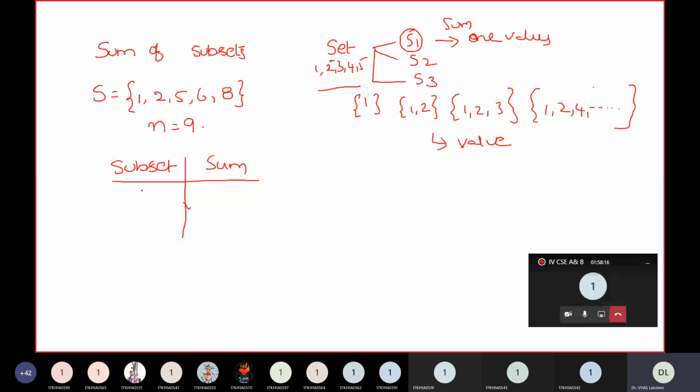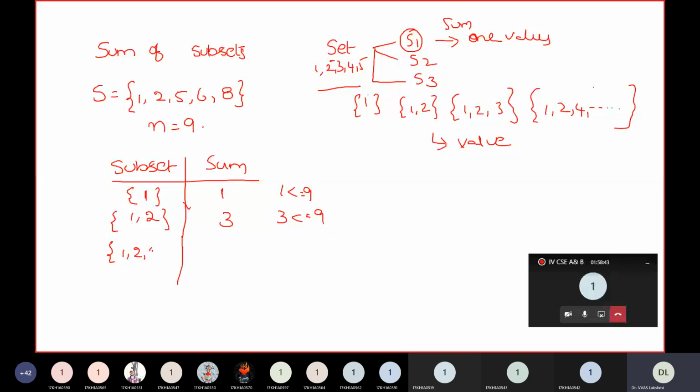So here the subset contains only one element, that is 1. Sum of the set is also 1. After that the subset we are considering 1 comma 2 as one set. Sum is 3. So 1 is less than 9. That's why we will add the next element. 3 is also less than or equal to 9. That's why we will add another element.